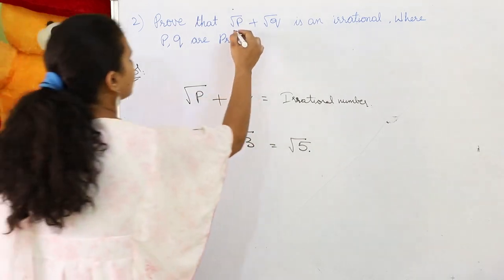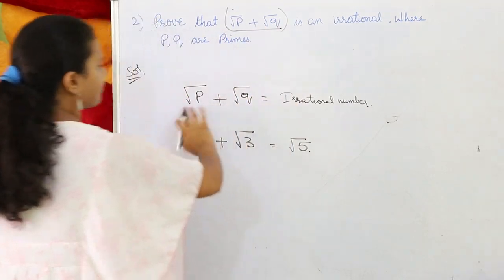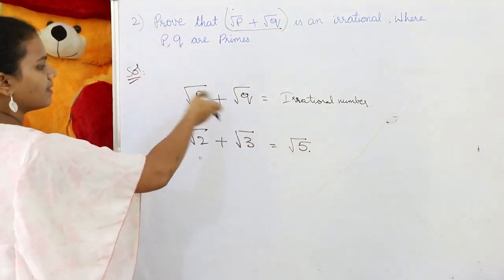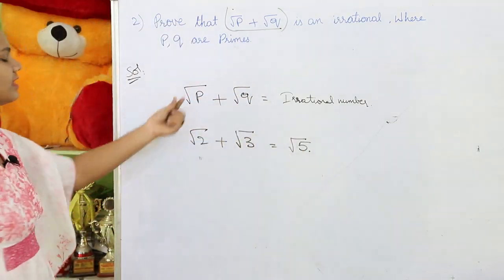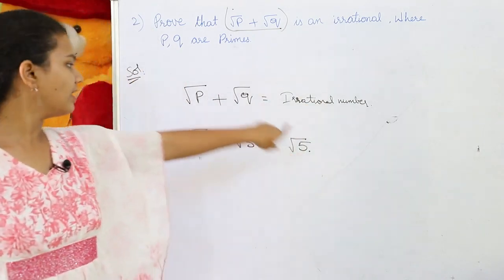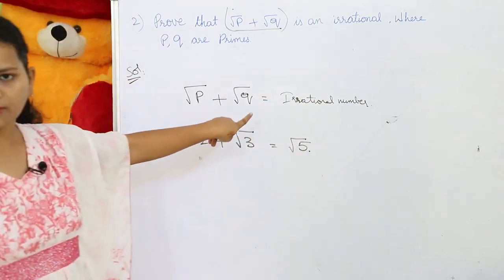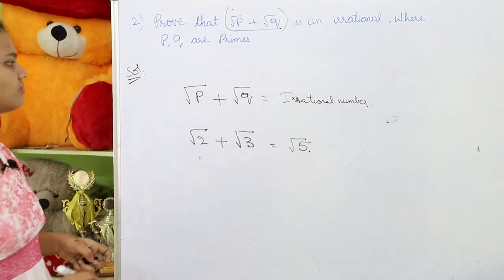So here they have given root P plus root Q. If you add both, root P plus root Q is an irrational number. That's why if we add root P plus root Q, we are getting an irrational number. So the numbers that we are adding will also become irrational numbers, right? So this is what we can say.